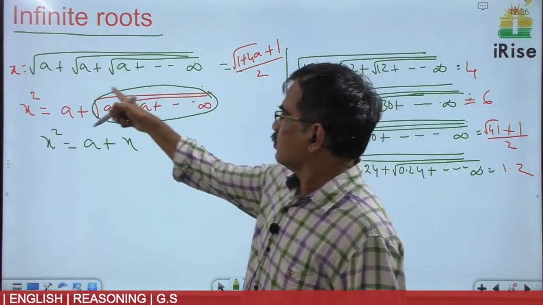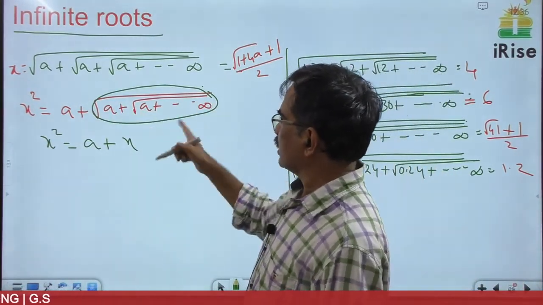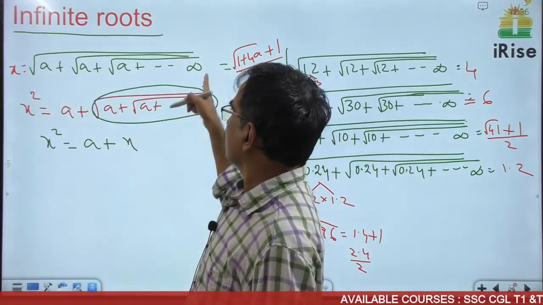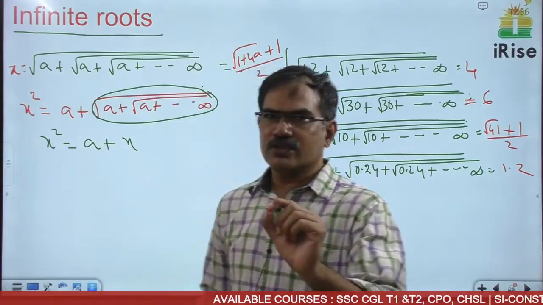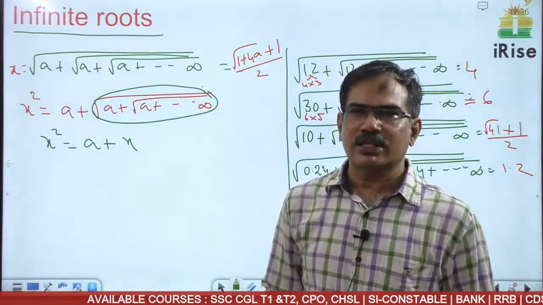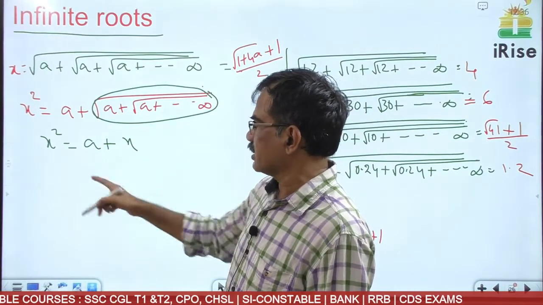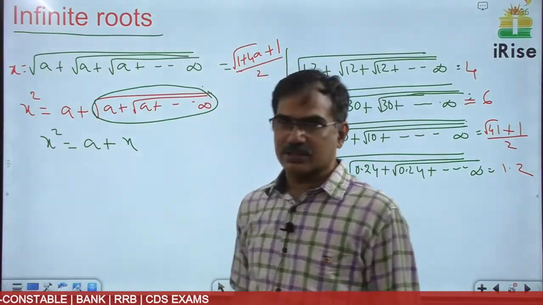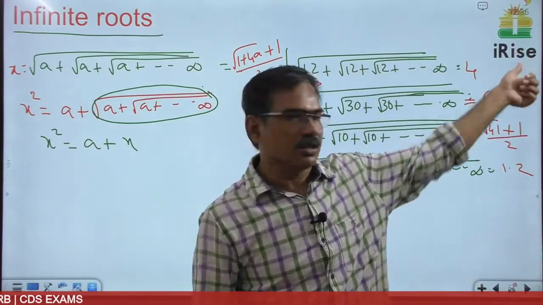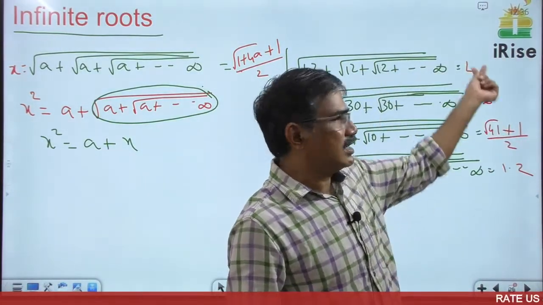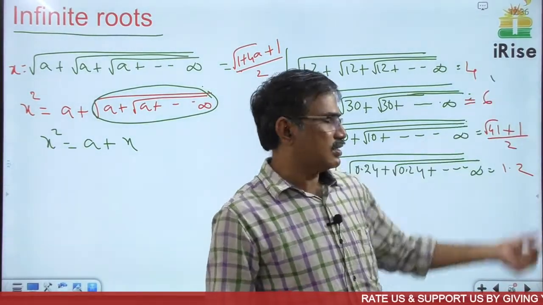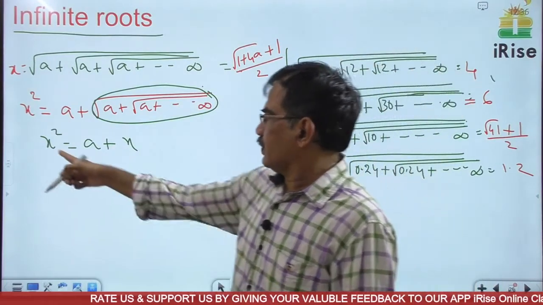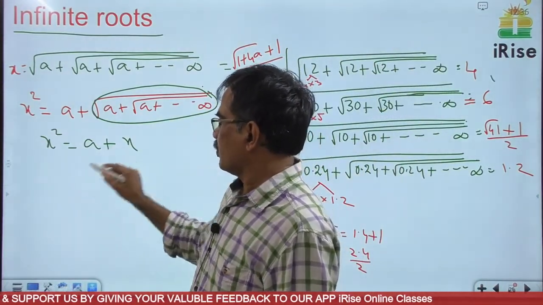Because here we consider this as x. Actually this is not x, the total is x. This total is x. If one term is removed, generally infinite terms are still there. If just one term is removed, again we get infinite terms. That's why we can consider this as x. But it is not exactly equal to, it is approximately equal to a plus x, please. That's why the answers, the 4 and 6, these integers, are approximate values, not exact values, please.